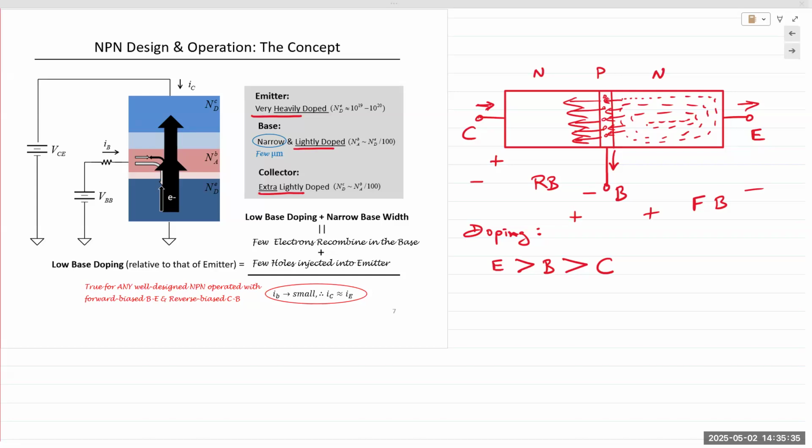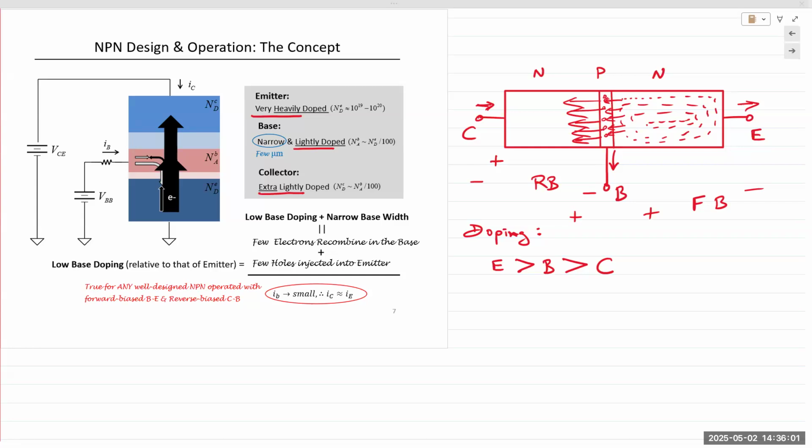Then you have the base. In an NPN transistor, the base is made of P-type material. The base is physically very thin, very small, and there are far fewer dopants present in the base compared to the emitter. So it's lightly doped compared to the emitter, just enough doping for it to be considered a P-type material.